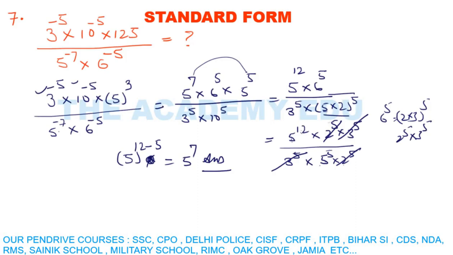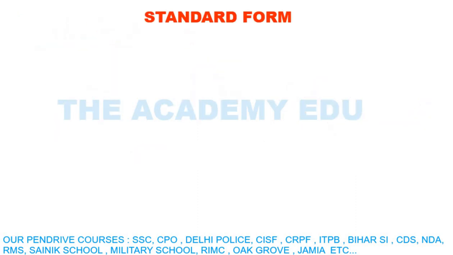So we solved all the questions. Now we need to do some standard form. What is the standard form? See here. Have you seen that something is written like 5.8 multiply 10 raised to the power 5? This is the standard form of a number. Okay. So how do we write the standard form?